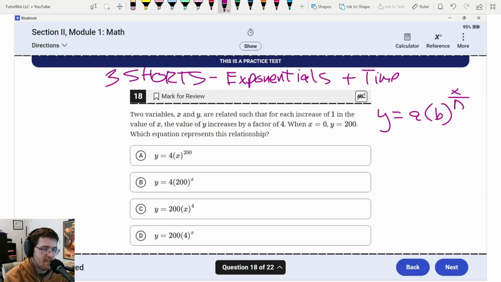Okay, question 18. I have 3 shorts going over this, guys. Go to my shorts tab. They're all called exponentials plus time. Please go watch those. This will make way more sense. All right, so they're testing us on this equation, a times b to the x over n.